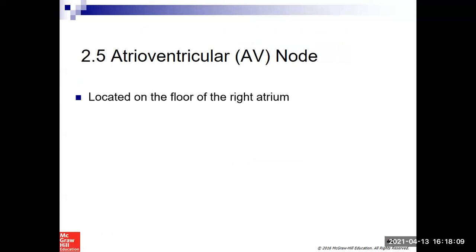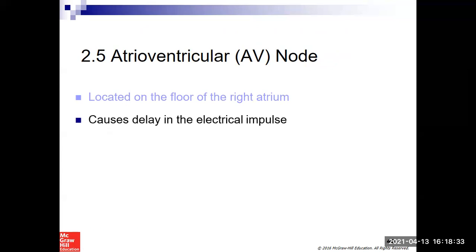Atrioventricular node. It is located on the floor of the right atrium. As you look at the picture on page 40, it says it's on the floor, atrioventricular node. So follow along with the diagram as well, since we're no longer on the picture that was part of the slide. It causes the delay in the electrical impulse. It says, hold up, wait a minute, we need to slow down. Let's slow it down.